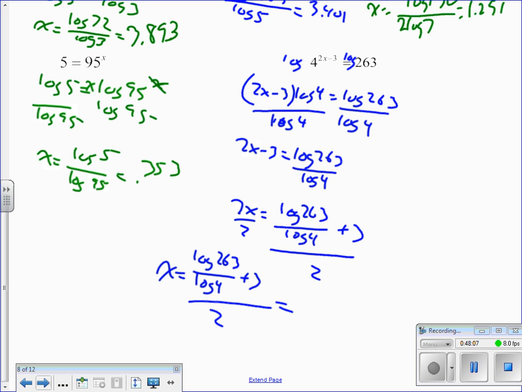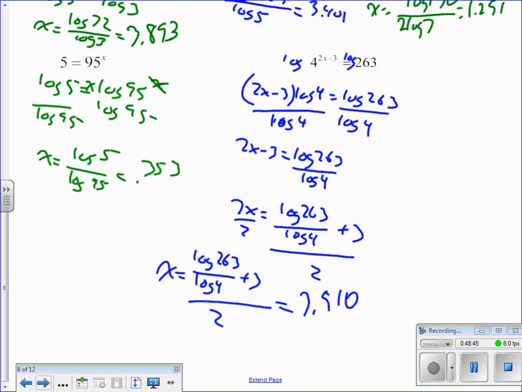That's why you have this thing. Just do it step by step. Figure out the fraction. Add 3 to that. Take that number, divide it by 2. Log of 263. Divide that by the log of 4. Add 3. Divide by 2. 3.510. Rounding it off. 3.510. It's a pain in the butt.